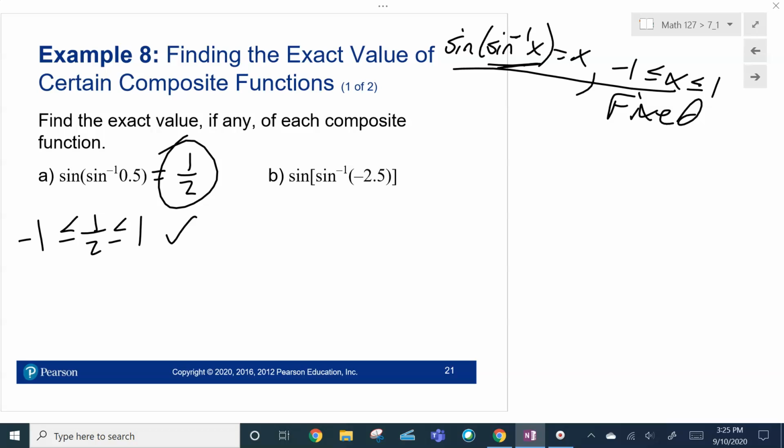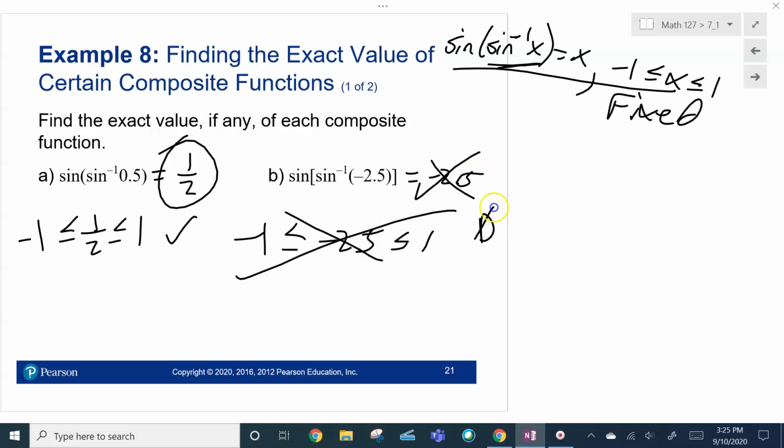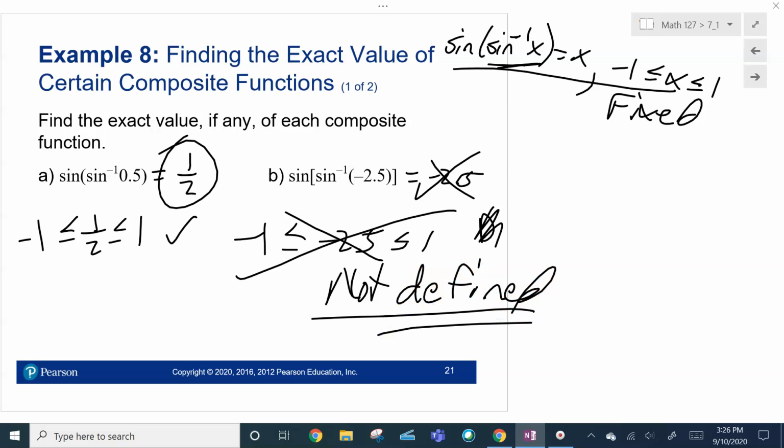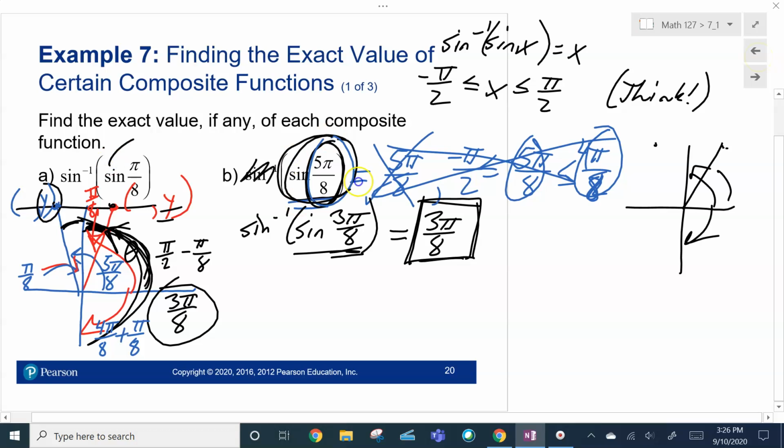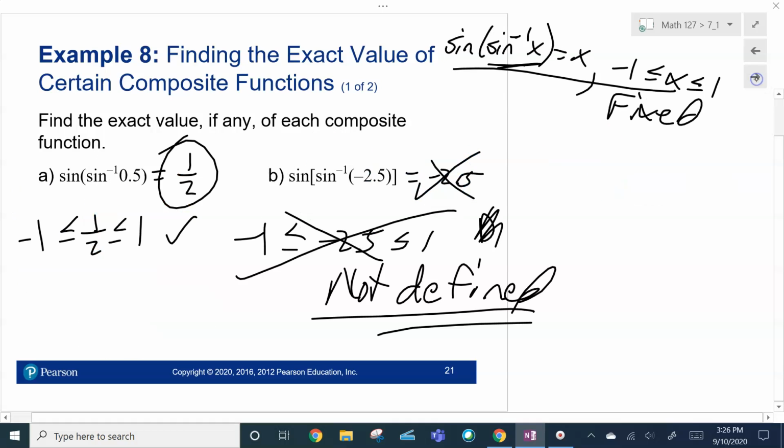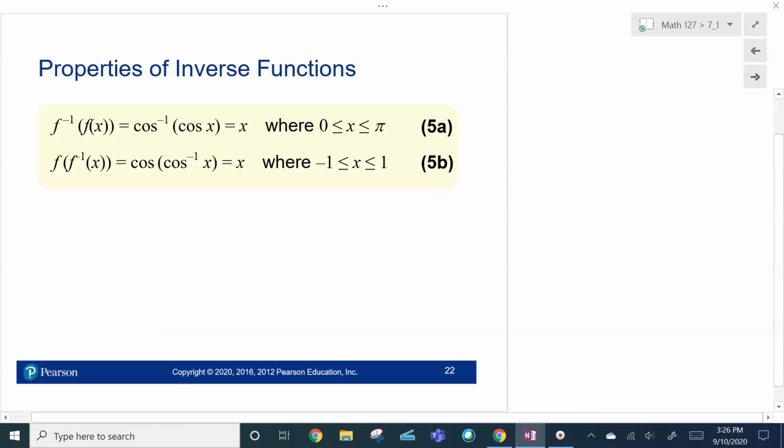Let's do this one. Now I say the sine of the arc sine of negative 2.5 is negative 2.5 as long as negative 2.5 is in that interval. Well, it's not. So no good. This is not defined, period. There's nothing to think about here. Okay, there was over here because the sine of 5 pi 8, yeah, it does exist. Right? So you're finding you have to really think about that one.